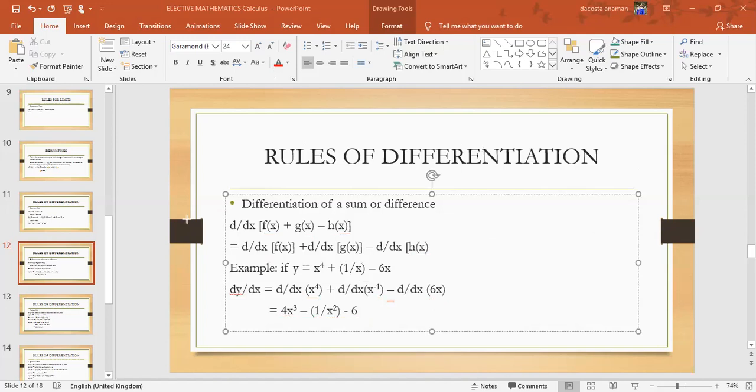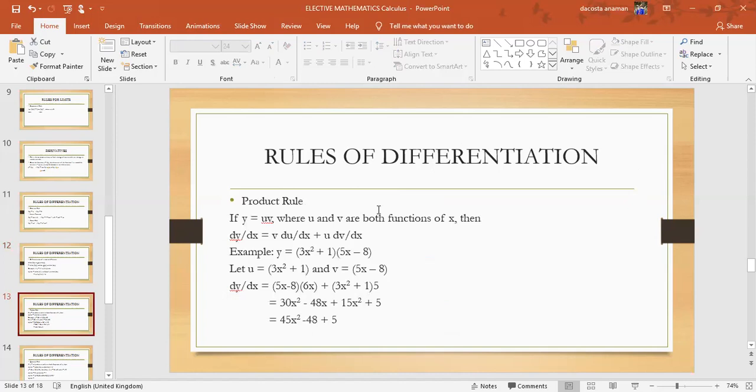Now the next rule. The next rule is the product rule. Product rule is when the functions are multiplying themselves.